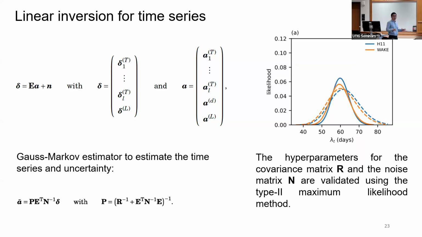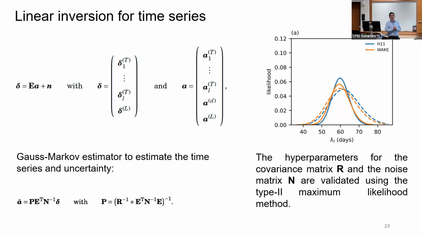So I talked about the observations, the measurements, different frequencies, different azimuths. With these measurements, the problem becomes a linear inversion problem. This equation describes the problem at hand. We have the observational data, travel time change, and A is the unknown parameters we want to solve for. It's a time series of the ocean temperature change. E is the design matrix. The data have noise, described by N. Then we use the Gauss-Markov estimator to get the time series estimation as well as uncertainties.